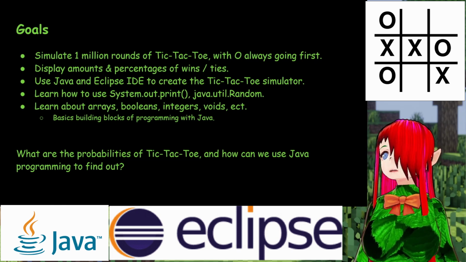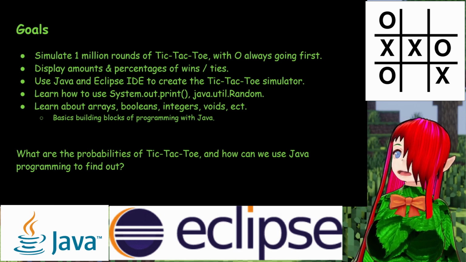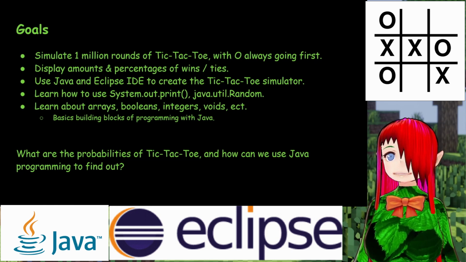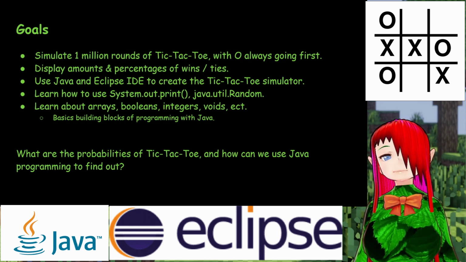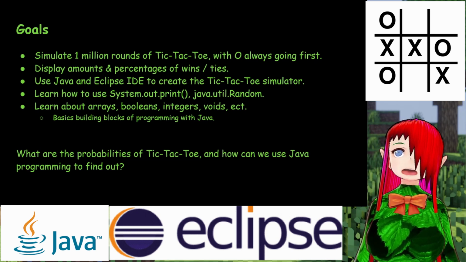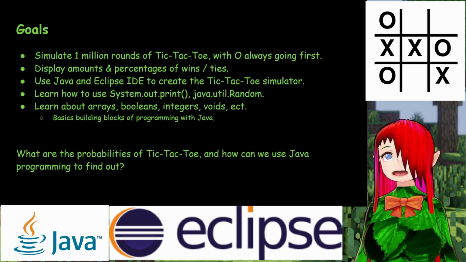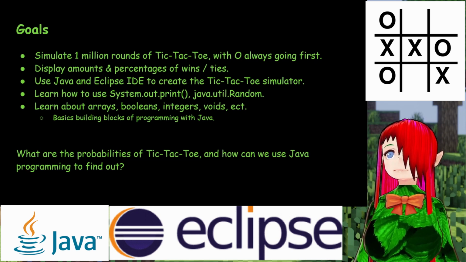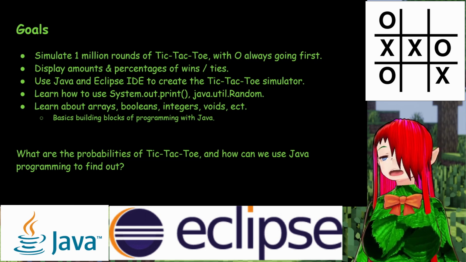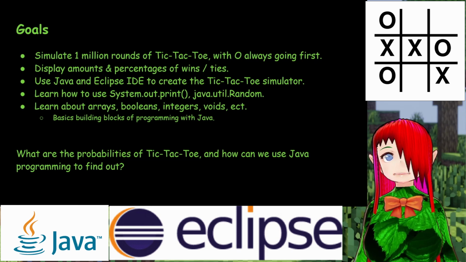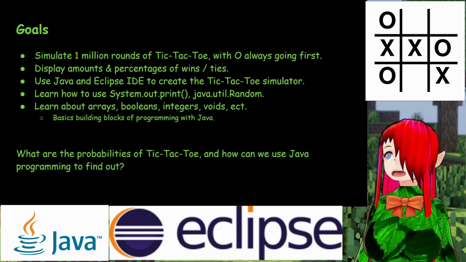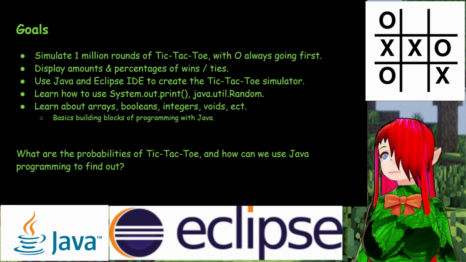Also, another surprising thing I found looking online: apparently, a lot of people grew up with X being the first person to play in tic-tac-toe. When I was growing up, it was always circle, or O, that goes first. I've never heard of X going first, so that's how I programmed this. Basically, O is going to be the player designated to go first at the start of every single round, and X is always going to go second, every single round out of these millions of rounds. So the first main goal is to make sure O always goes first and to simulate 1 million rounds of tic-tac-toe.